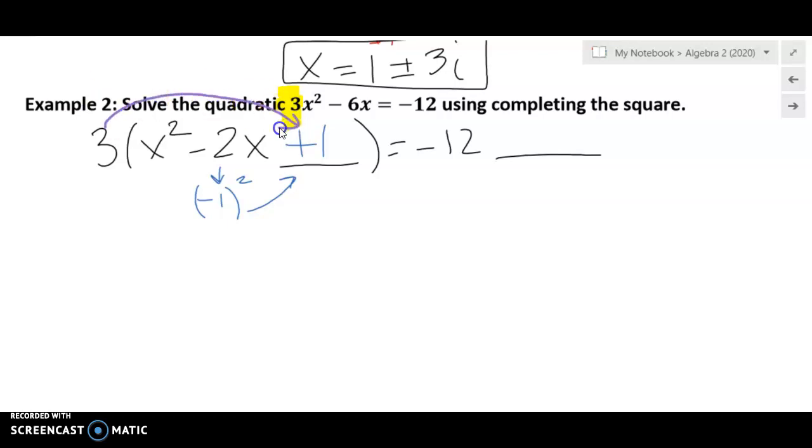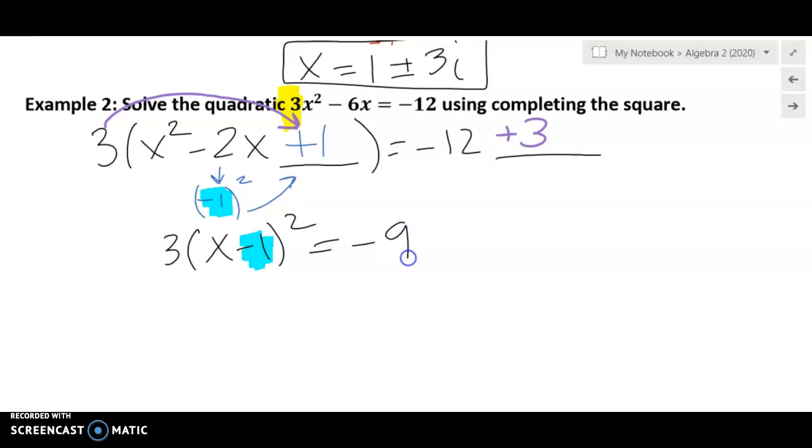Technically, you have a 3 on the outside. So if you were to distribute, it would be 3 times 1. So over on the other side, you technically have a 3. And that's the part that's a little different. Then when I rewrite this, I'm going to use my shortcut. The 3's in the front. Then I'm going to have (x - 1) squared. And again, I didn't just make that up. Remember, that -1 and that -1 are going to match, that blue part. And it's going to equal -12 plus 3, which is -9.